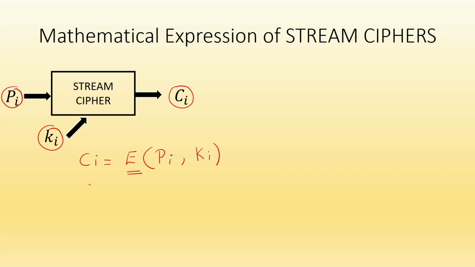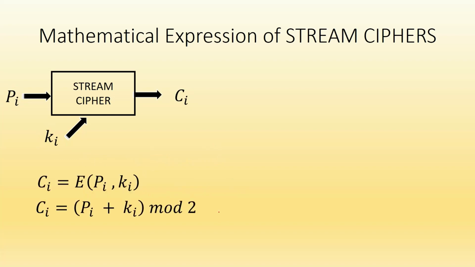However, what is the encryption function that is used by stream cipher? So the ciphertext is basically the addition function. So it adds the plain text bit with the bit of the key. Since we are operating on binary values, we have to do a mod 2 operation. So these are the expressions used by the stream cipher.